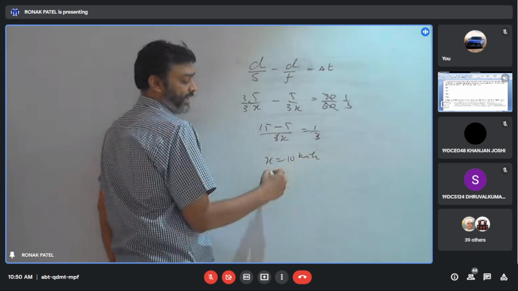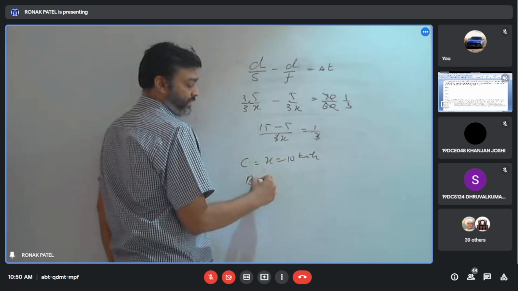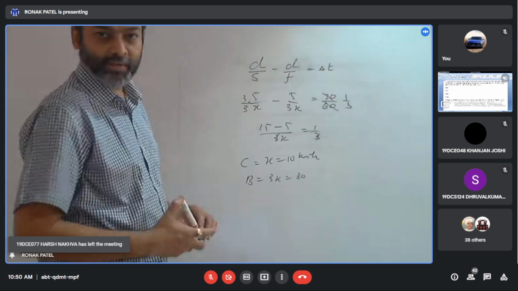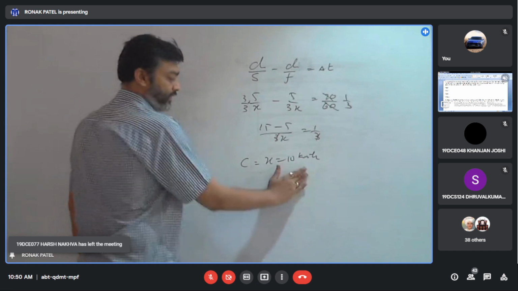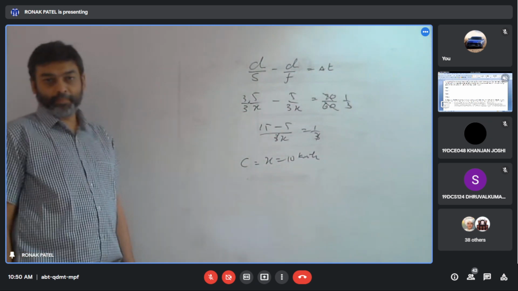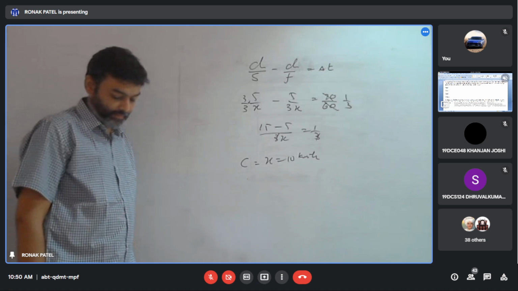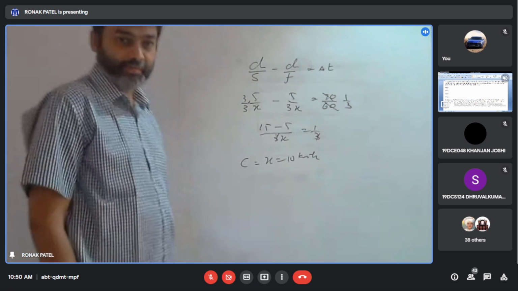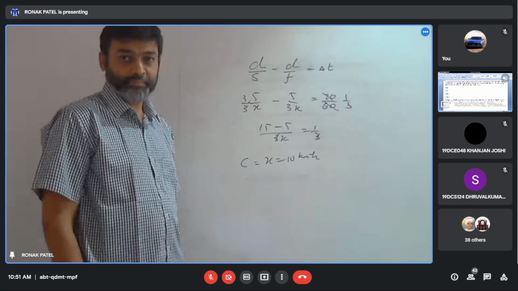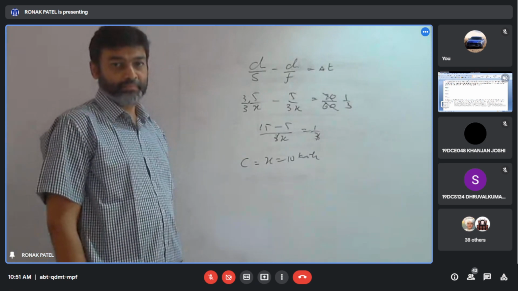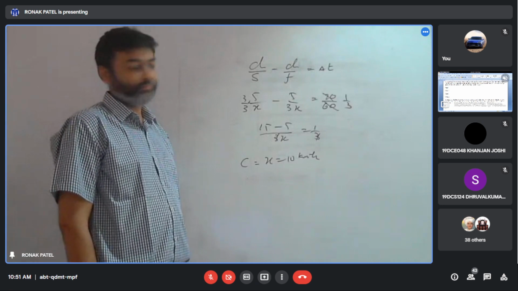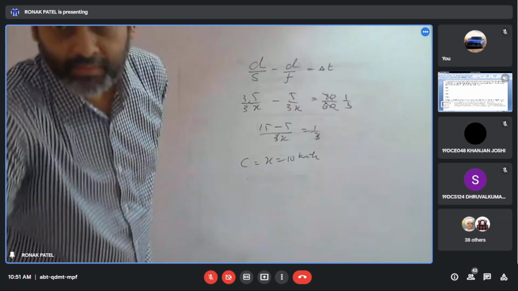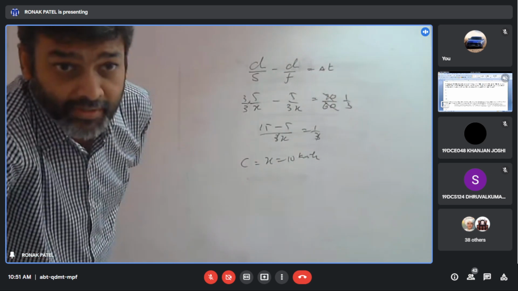So this is the speed of the cycle, and the speed of the bus is 3 times x, so that is 30. We are asked only the speed of the cycle, so it is 10 kilometers per hour. Hope it's understood. Should I explain again or is everyone clear? All right. How do you go with question number 18?